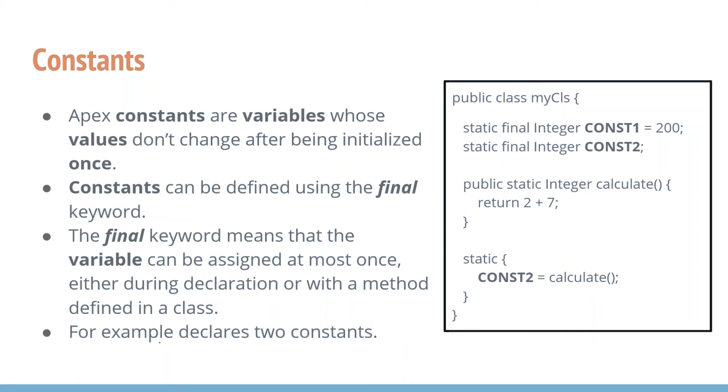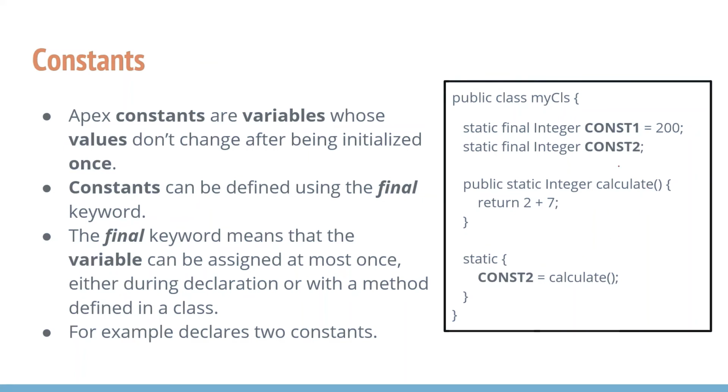The final keyword means that the variable can be assigned at most once, either during declaration or with a method defined in a class. For example, this declares two constants. We have declared the variable const1, and at the same time we have initialized it with a value of 200. Then we have declared another variable, const2, and the value of this variable will come from the calculate method.